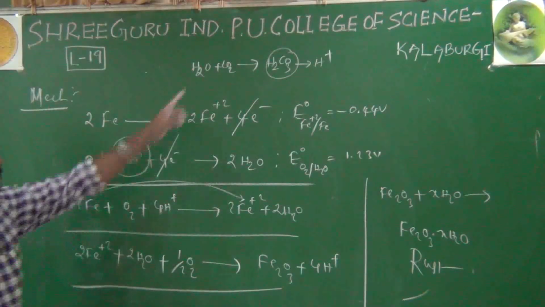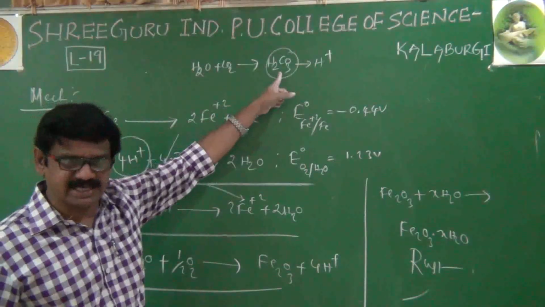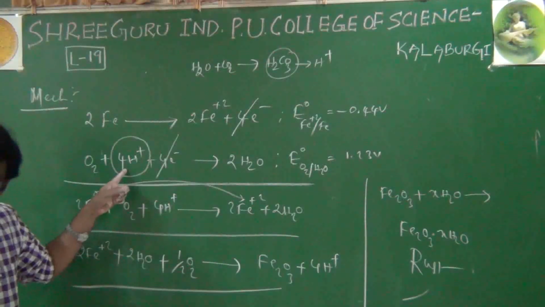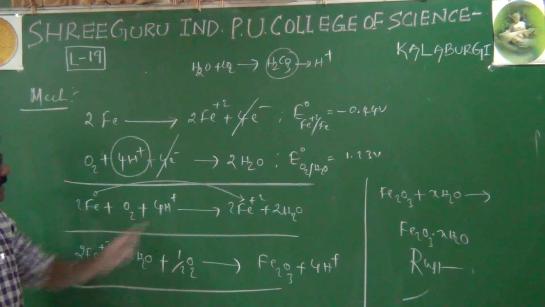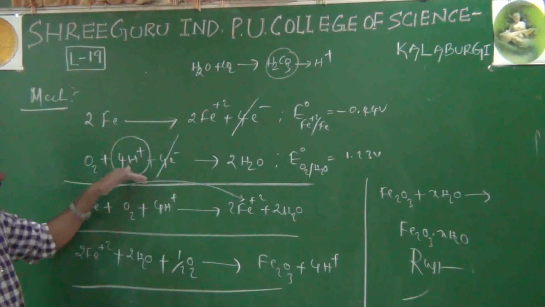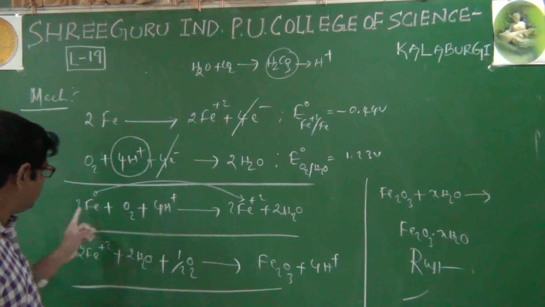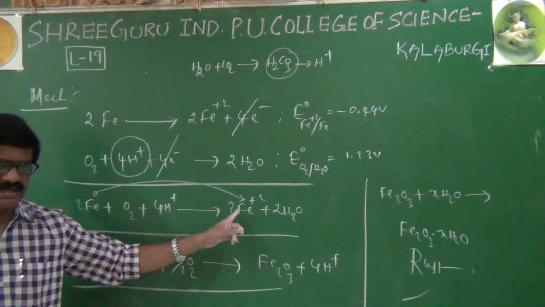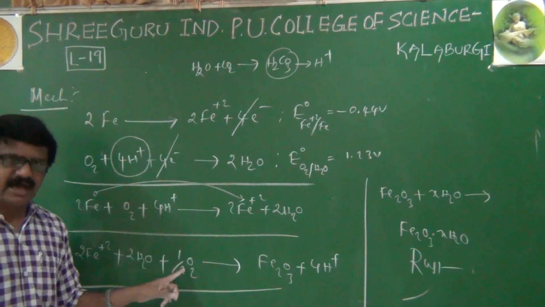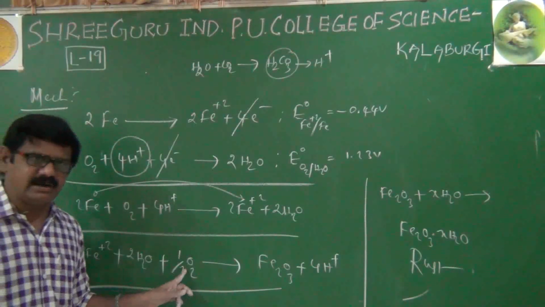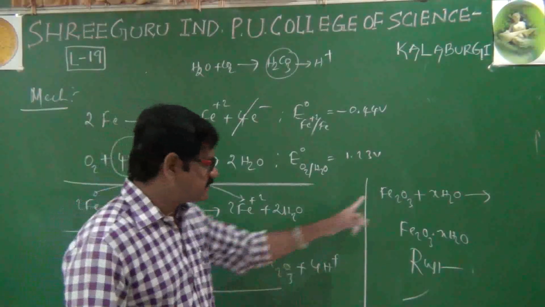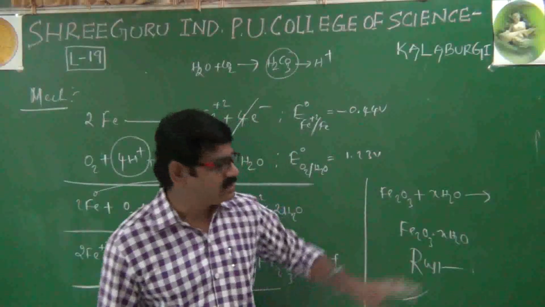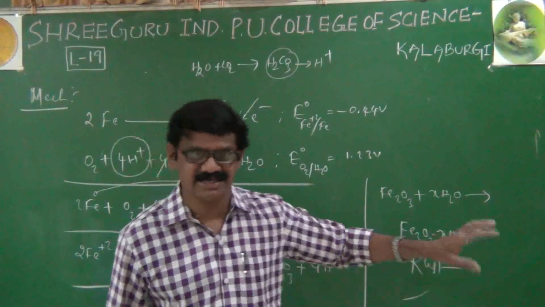What is the electrolyte? Moisture plus carbon dioxide gives carbonic acid. Carbonic acid gives H+ ion. That H+ acts as an electrolyte as well as a catalyst. Then it is converted to H2O. When we add the reactions, we can cancel the electrons and we get the overall reaction. Next, here only ferrous is obtained. This ferrous, again in the presence of atmospheric oxygen, further undergoes oxidation and ferric oxide is obtained. This ferric oxide is hydrated, and finally hydrated ferric oxide is obtained. This hydrated ferric oxide itself is called rust.